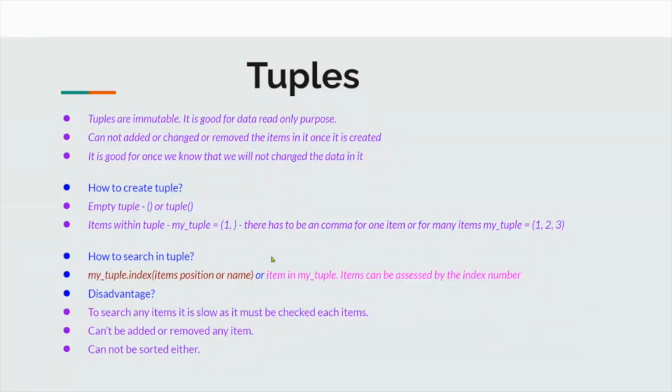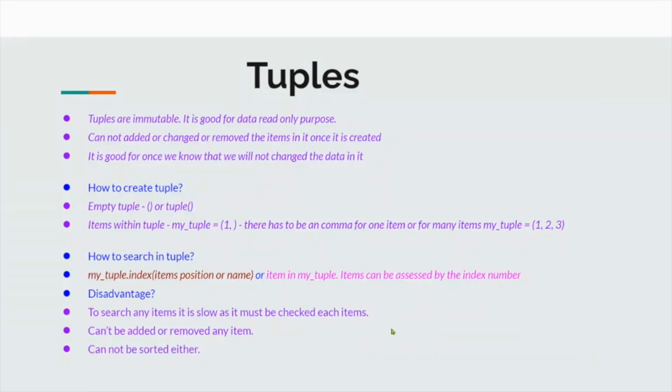And you can search a tuple with the index number, and if the item is not available, it will give you an error message. This is how: the name of the tuple dot index and the item position or name, you can search it this way, or with a for loop, item in my tuple, is it available, is it in my tuple, this item.